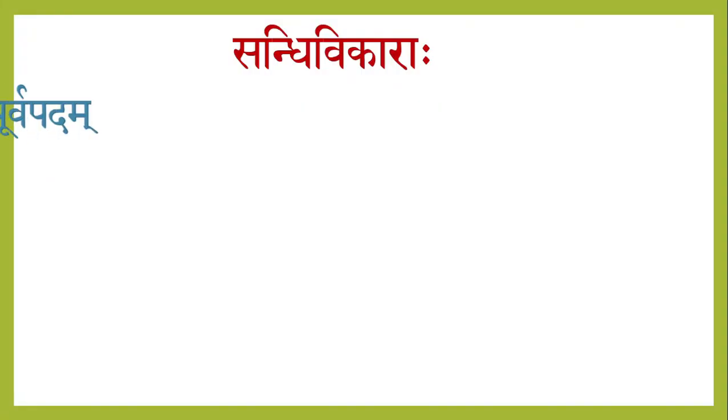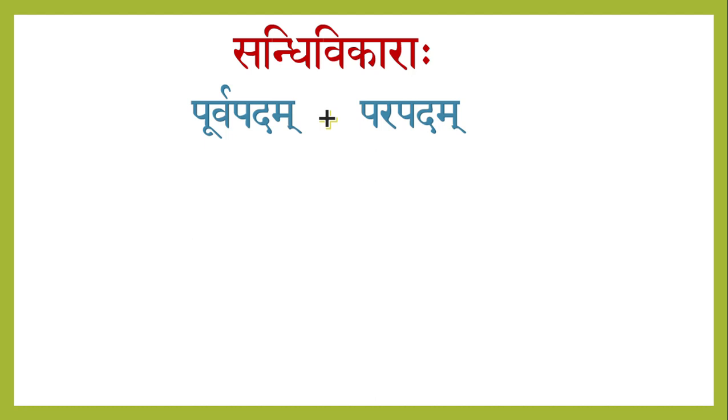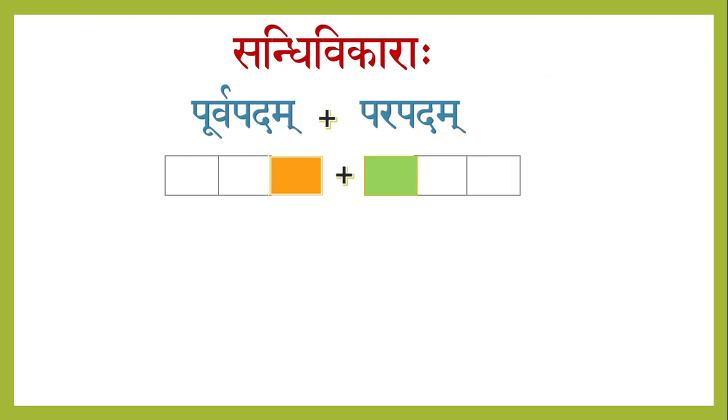First of all, let us learn about Sandhi Vikaraha. Sandhi Prakaraha is different from Sandhi Vikaraha. Sandhi Vikaraha is not the types of Sandhis. Sandhi Vikaraha deals with the changes that take place when 2 words come very close. What are those changes? When the Purvapadam and Parapadam come close, the last letter of the Purvapadam, the first word, is depicted in orange color, and the first letter of the Parapadam is shown in green color here.